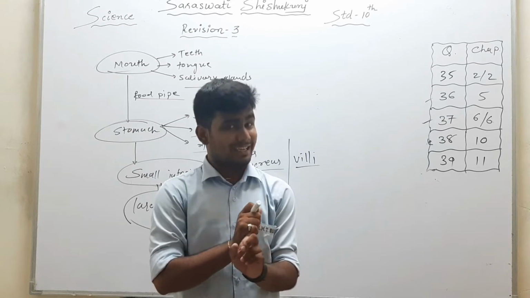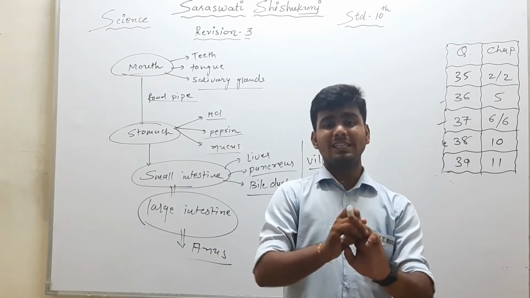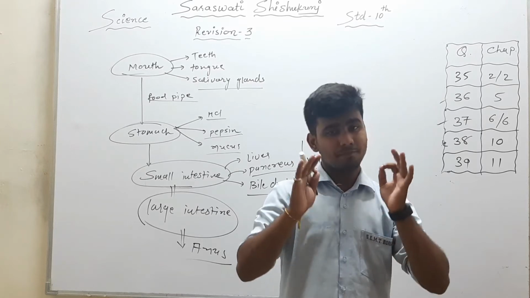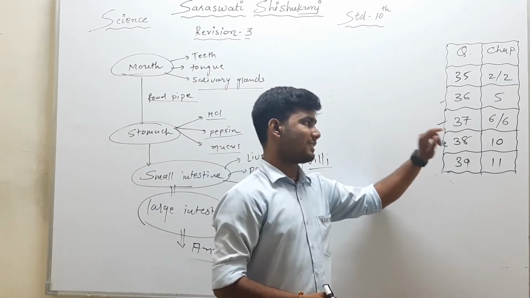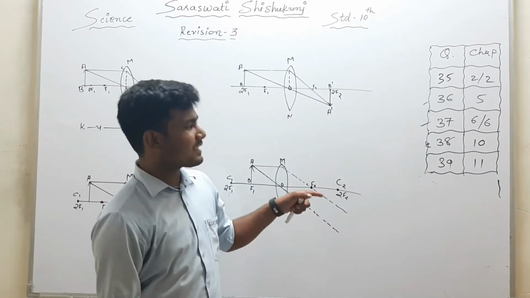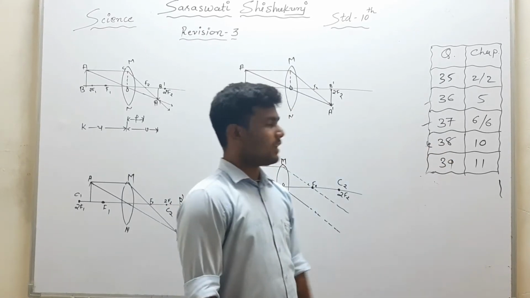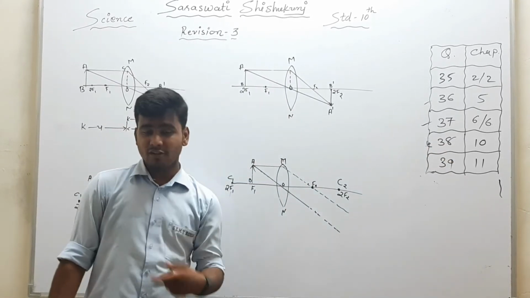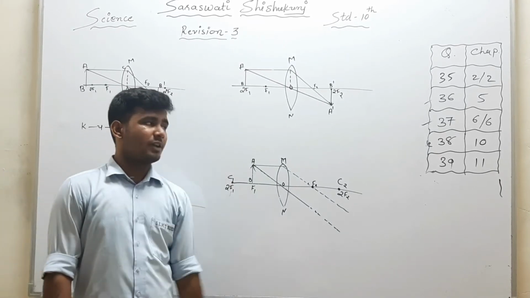So this way the digestive system, respiratory system and excretory system, these topics are very important for our exam and for the board exam for 4 marks from our chapter number 6. Now let's discuss our chapter number 10 for question number 38. See, already we have discussed many topics in 2 marks and 3 marks from our chapter number 10.